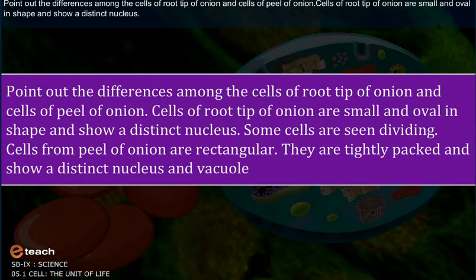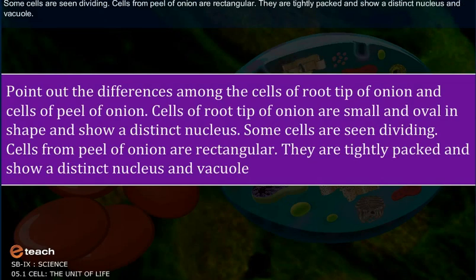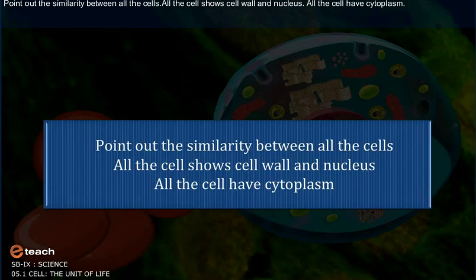Cells of root tip of onion are small and oval in shape and show a distinct nucleus. Some cells are seen dividing. Cells from peel of onion are rectangular. They are tightly packed and show a distinct nucleus and vacuole. Point out the similarity between all the cells. All the cells show cell wall and nucleus. All the cells have cytoplasm.